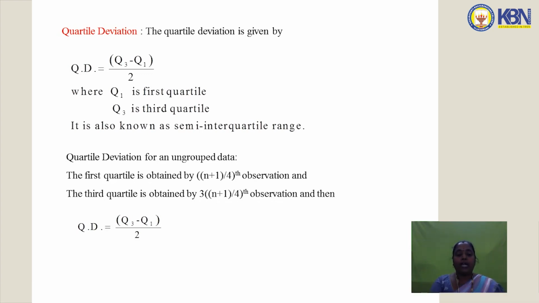If we want to calculate the quartile deviation for an ungrouped data, then the first quartile is obtained by the size of (n plus 1) by 4th item, and the third quartile is obtained by using the size of 3 into (n plus 1) by 4th item, and the quartile deviation is (Q3 minus Q1) by 2.